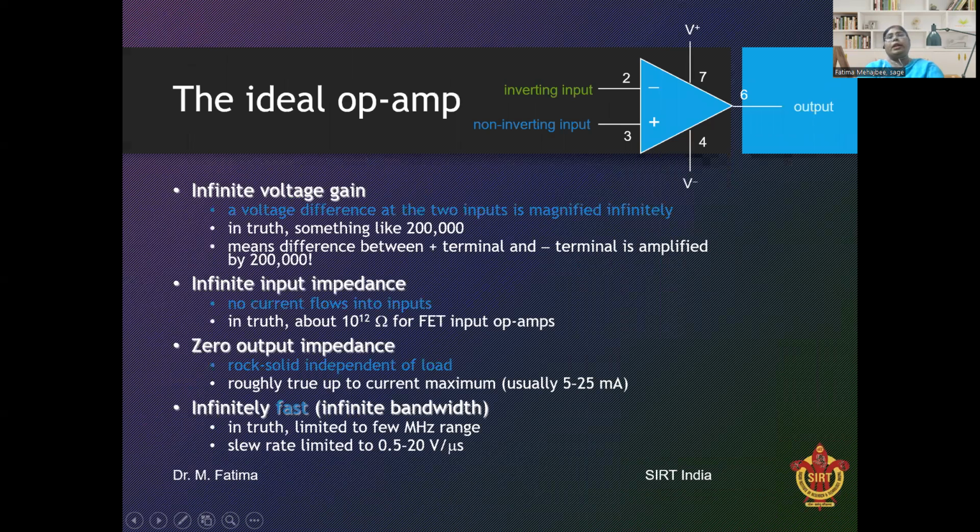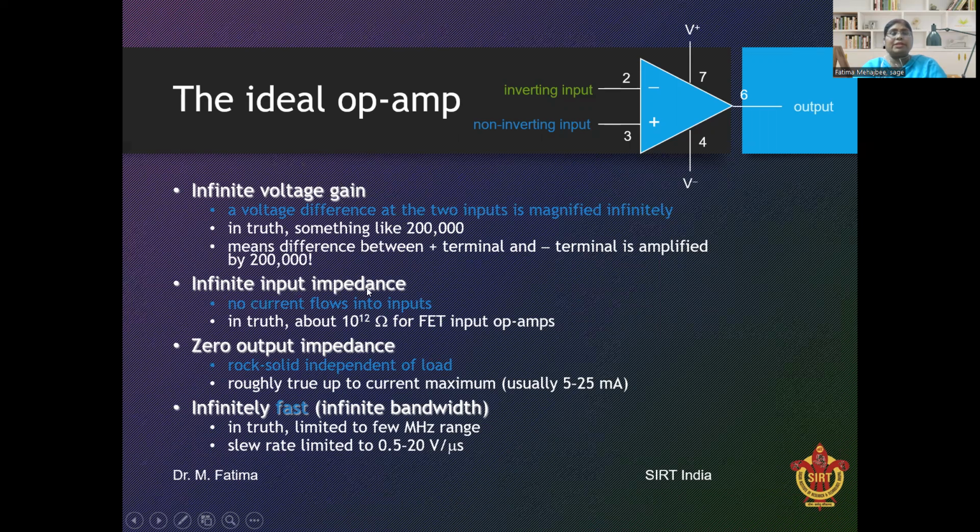Now come to the ideal operational amplifier. What are the parameters for the ideal operational amplifier? Ideal means what we expect from the operational amplifier. The voltage gain should be infinite for the ideal, but practically this is not possible. The voltage gain for the 741 IC is 2 into 10 raised to 5.